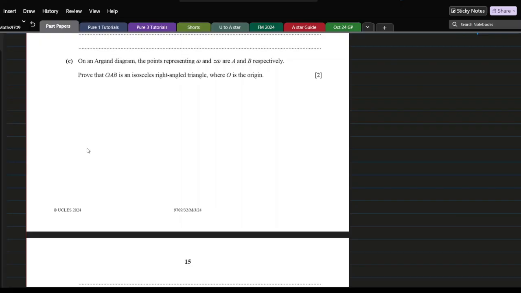Part C. On an Argand diagram, the points representing omega and z omega are A and B respectively. Prove that OAB is an isosceles right-angled triangle where O is the origin. Alright, so let's draw our complex plane. This here is our imaginary axis, and then we've got our real axis. So let's start with A. A would be our omega.